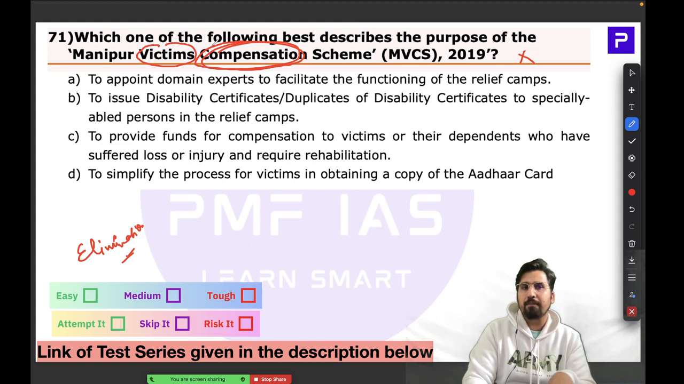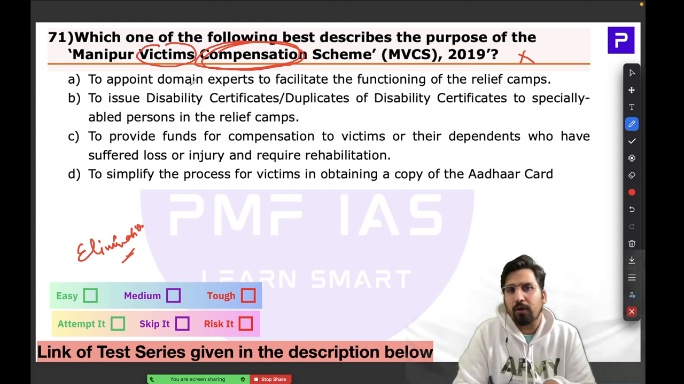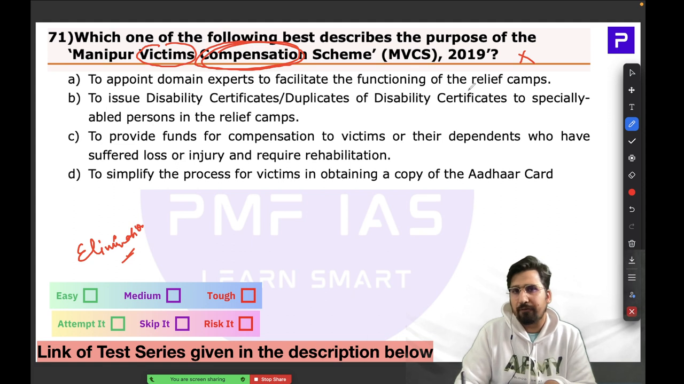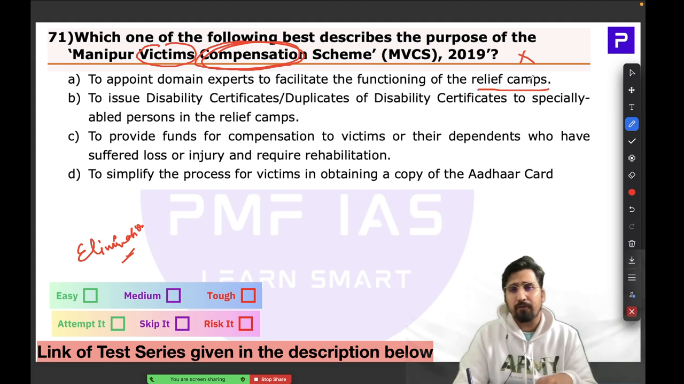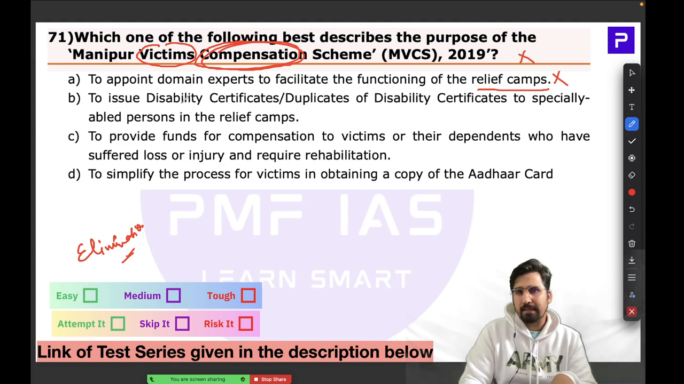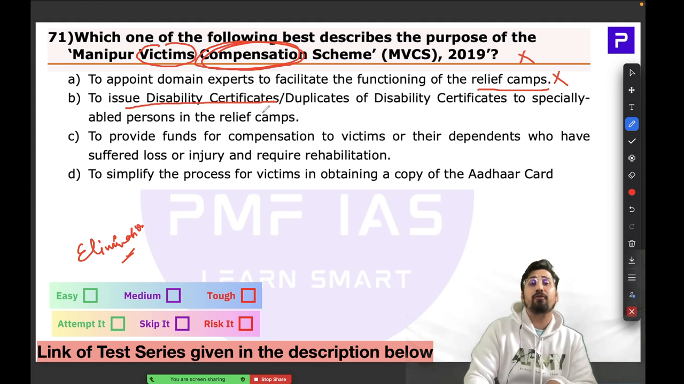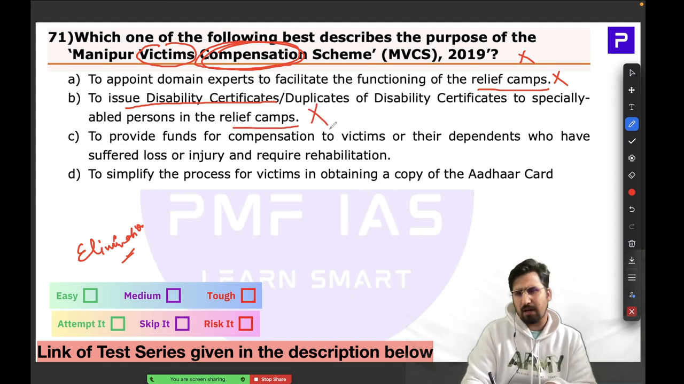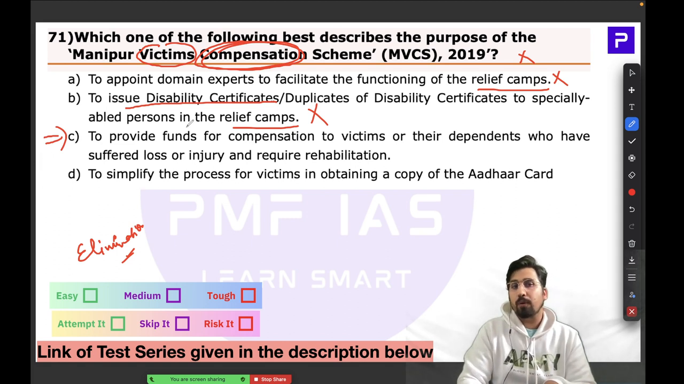The purpose of the scheme, number one, it is talking about, is it about appointing experts to facilitate functioning of the relief camp? Can relief camp be a part of compensation? It can be, but can it be the sole purpose or the main purpose? It cannot be the main purpose, because we are specifically talking about the compensation. Is it about issuing the disability certificate or issuing the certificate for the relief camp people? Doesn't sound very good to me. Now, third is more logical, more close to the scheme, as the name says: providing fund for the compensation to the victims or dependents who suffered loss, injury and require rehabilitation.